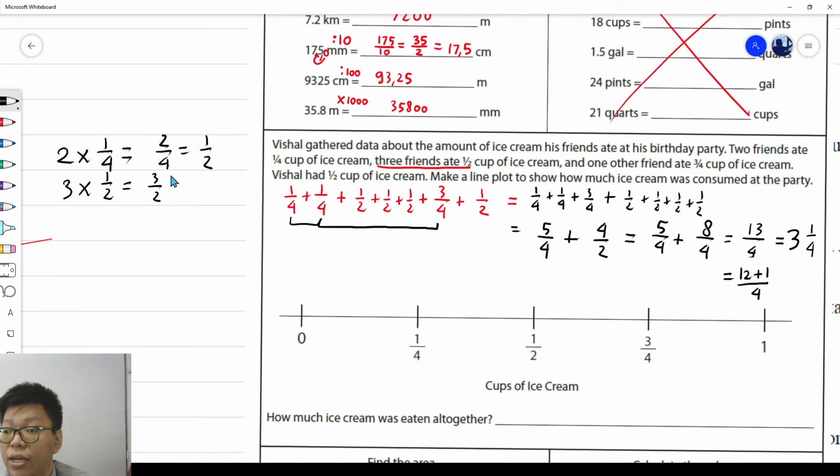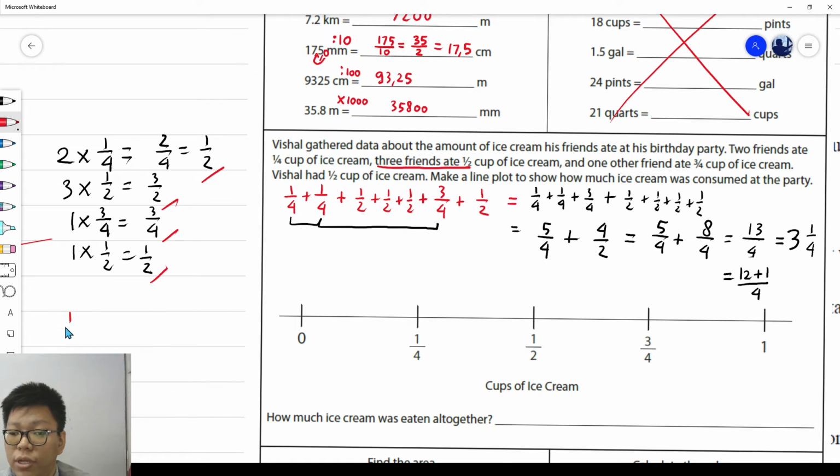And then one friend ate 3/4. So it will be 3/4. And the last one, Faisal had half. So it will be half. After that, we just sum it up. We sum half plus 3/2 plus 3/4 plus half.